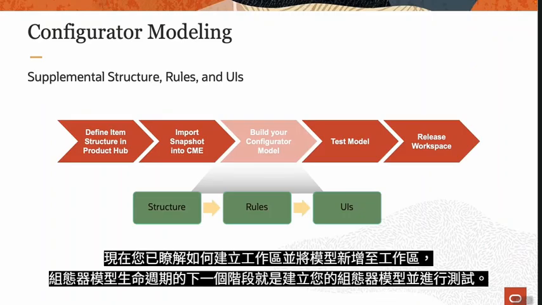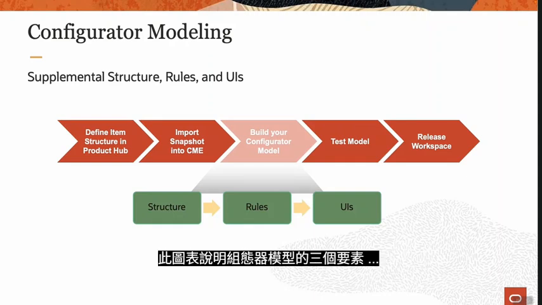Now that you've learned how to create a workspace and add your model to the workspace, the next stage in the life cycle of the configurator model is to build your configurator model and test it. This diagram depicts the three elements of a configurator model: the supplemental structure, rules, and user interfaces. In this lesson, we'll focus on managing supplemental structure.